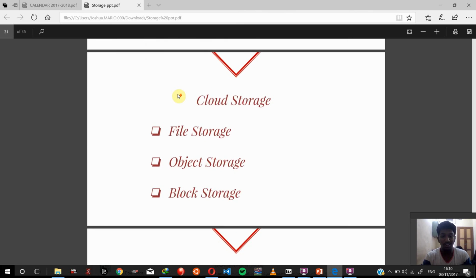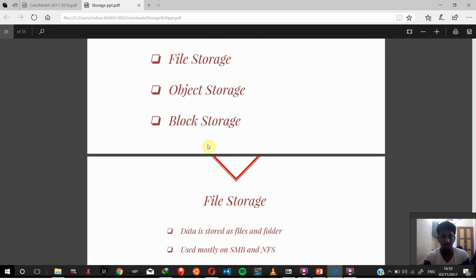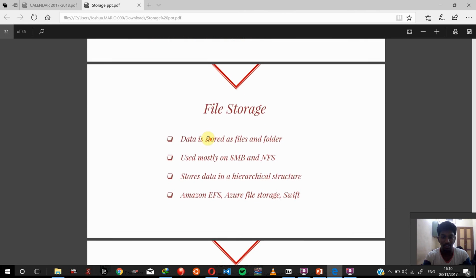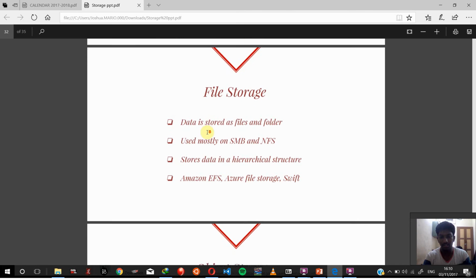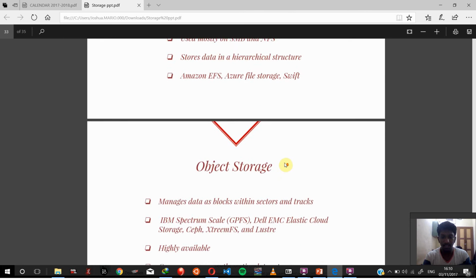Next, we have cloud storage. Cloud storage has three types: file storage, object storage, and block storage. In file storage, data is stored in the form of files, similar to our Windows systems. Examples are Amazon EFS, Azure File Storage, and Swift. Next, we have object storage.